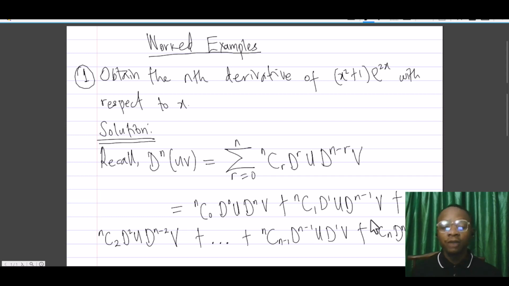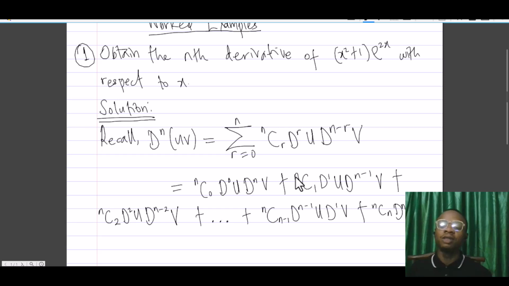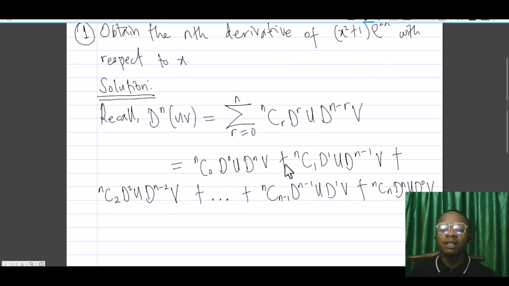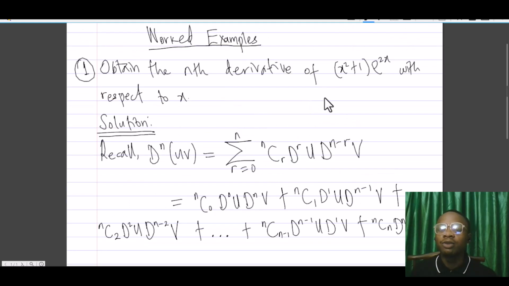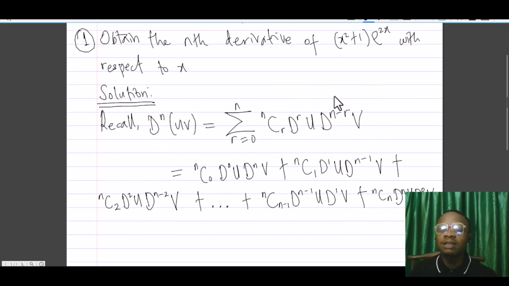Okay, so now the point is this. We know this is the formula, but the point here is that we have two portions of this function. We have x squared plus 1 and e to the power of 2x. So what's important in applying this formula, so that we can get a finite number of terms, is that we know the terms here are going to be dependent on n, but we can easily simplify this if we carefully select our u and v such that the terms will soon vanish.